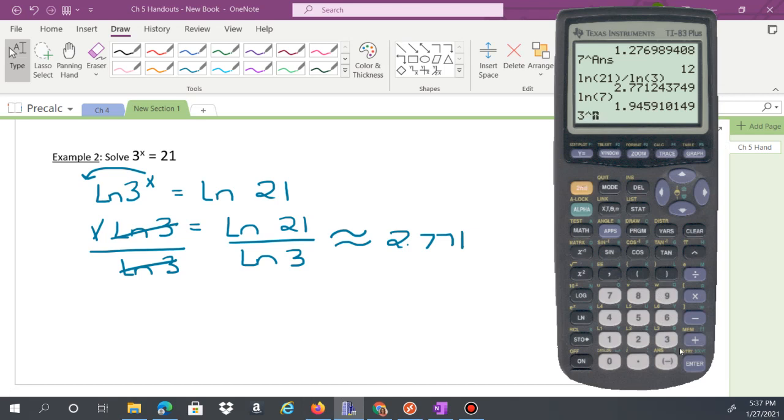3 to the power of your answer. Oh, I had natural log 7 there, sorry. 3 to the 2.771. I'm rounding here, so it's not going to be exact, but 20.99 would round to 21. There you go.